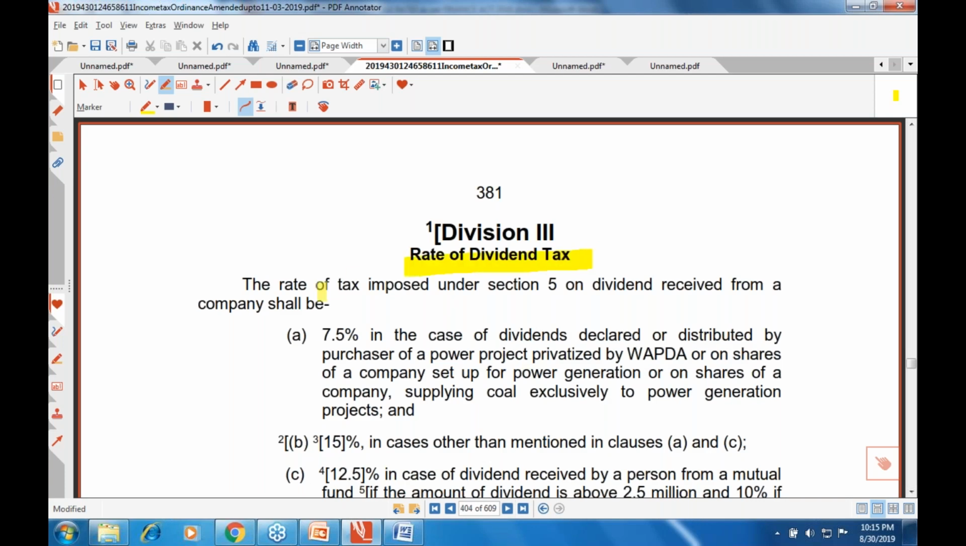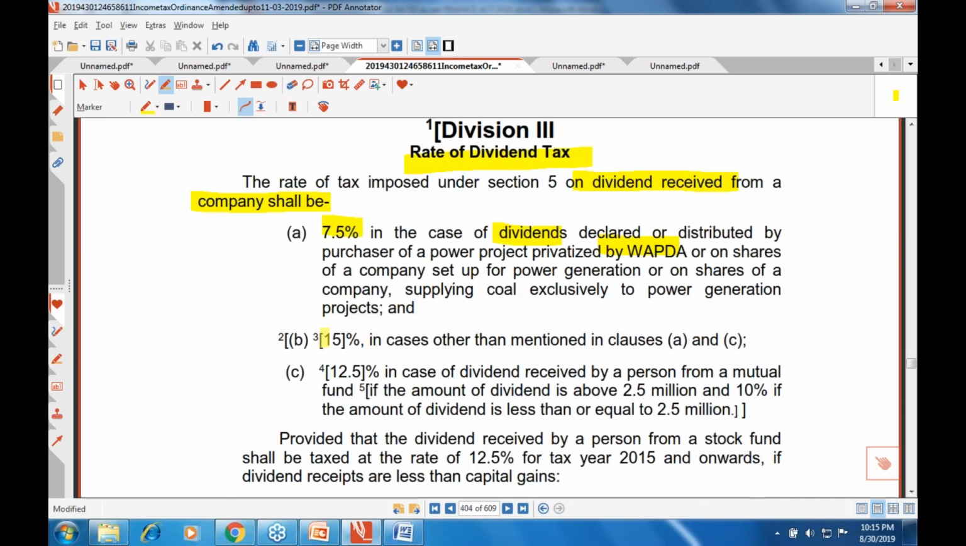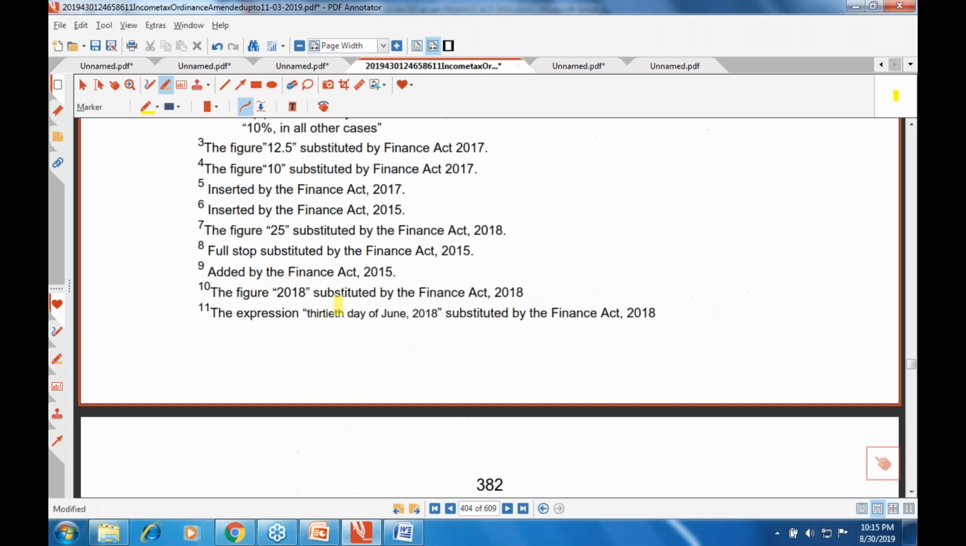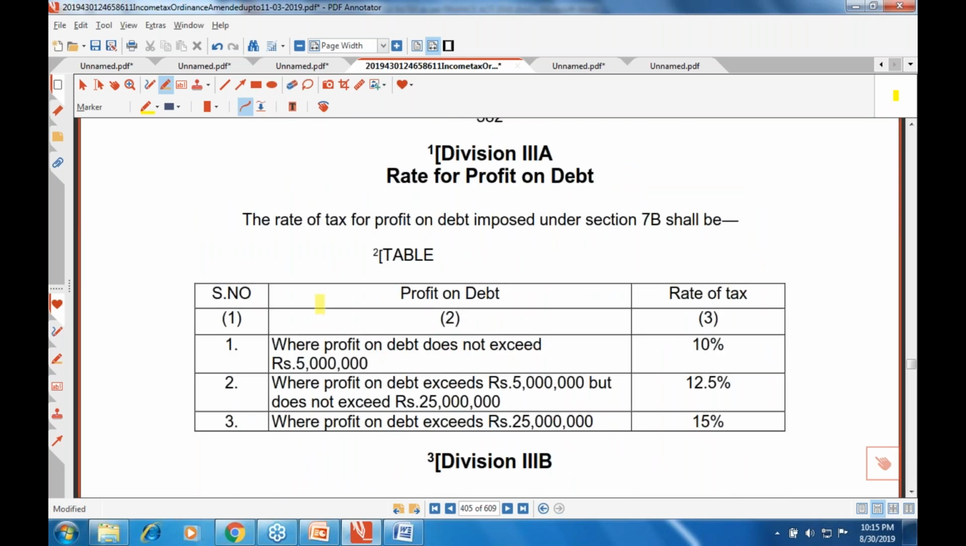Now let's see. It says the rate of tax imposed under Section 5 on dividend received from a company shall be 7.5% in case of dividend declared by WAPDA or any other power company, 15% in case of others, and 12.5% if the amount of dividend is above 2.5 million, and 10% if the dividend is less than or equal to 2.5 million. So basically, these are the various dividend rates. So the dividend is subject to the separate or the final tax regime.